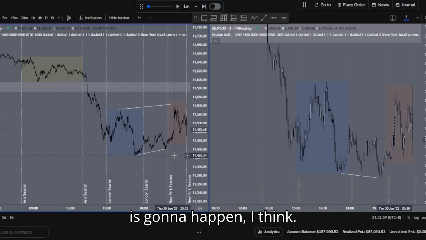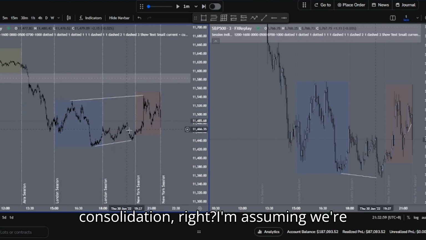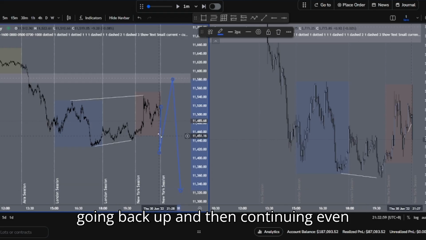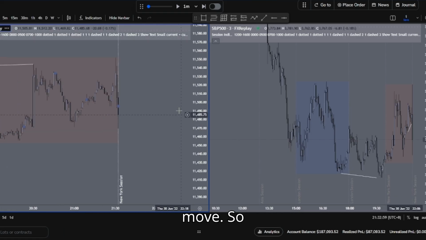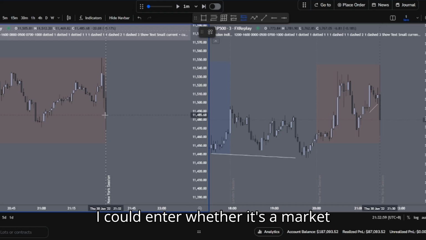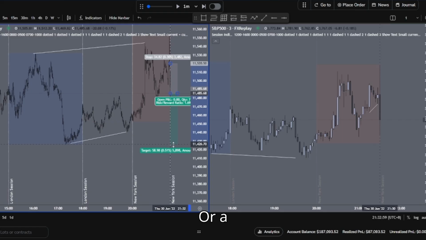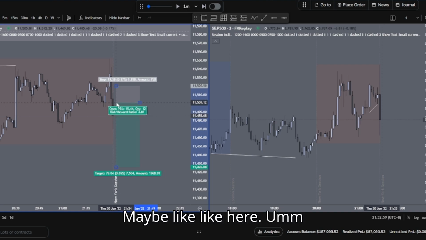Here's what I think is gonna happen. I think this entire area was the consolidation, right? I'm assuming we're gonna take out this liquidity before going back up and then continuing even lower. That's just what I think. I think this move downwards is the manipulation move. So I could enter, whether it's a market order or a limit order somewhere higher. Maybe like here.